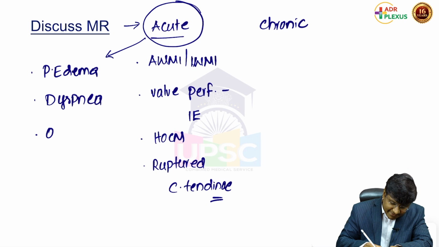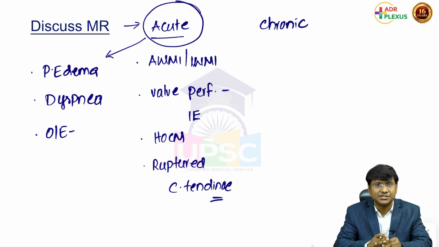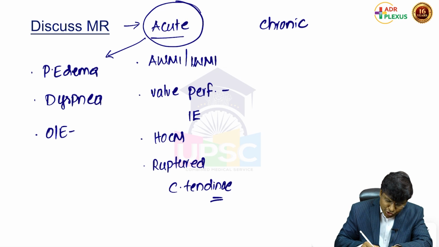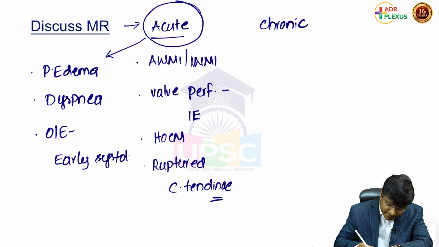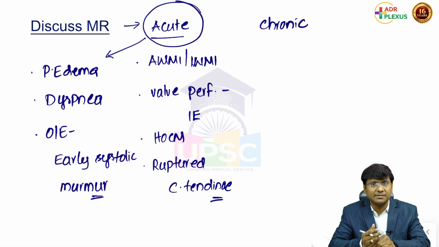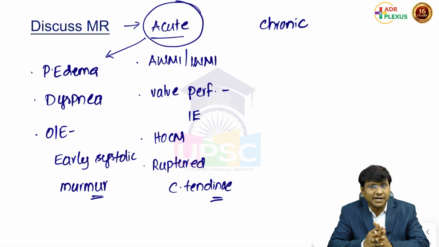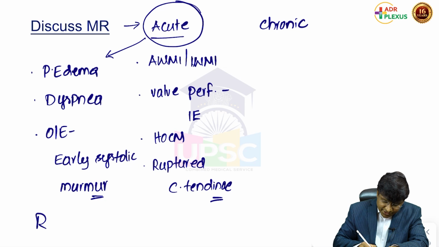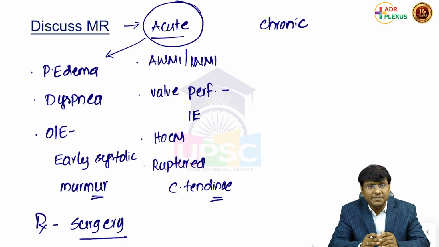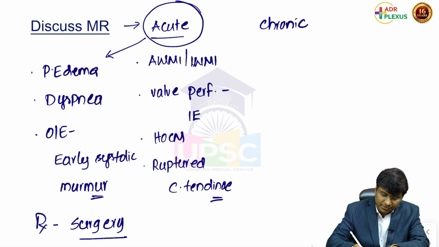On examination in patients with mitral regurgitation, they will have a short systolic murmur. This short systolic murmur is the early systolic murmur. That is what you will have in case of acute mitral regurgitation. And these patients require immediate surgery. That is in case of acute MR.